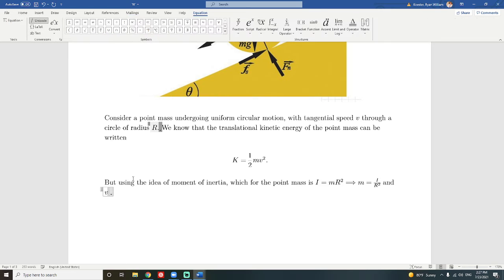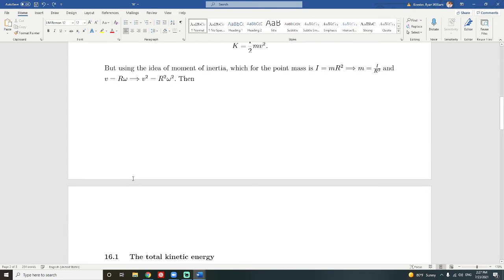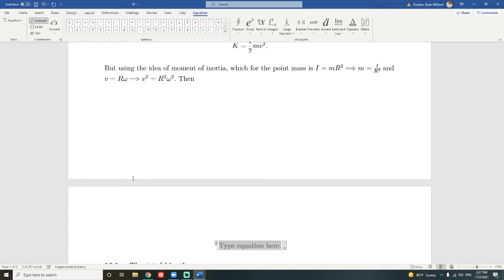So let's recall that we can write the tangential speed as r omega, and this, of course, implies that v squared equals r squared omega squared, right? So then we can write our kinetic energy, and I'm going to call it K sub t now, because first we're thinking about the translational kinetic energy, right, which is this.